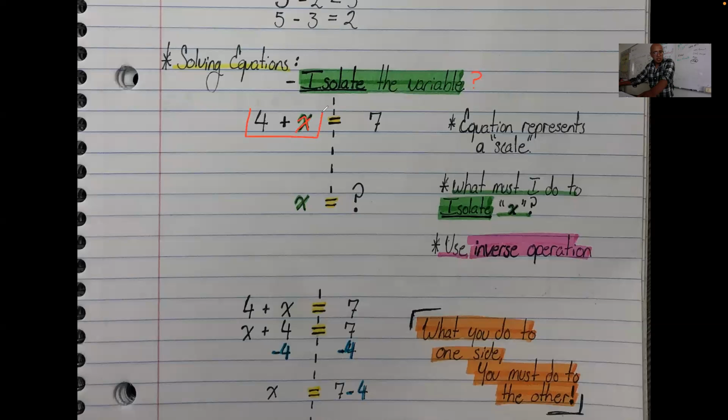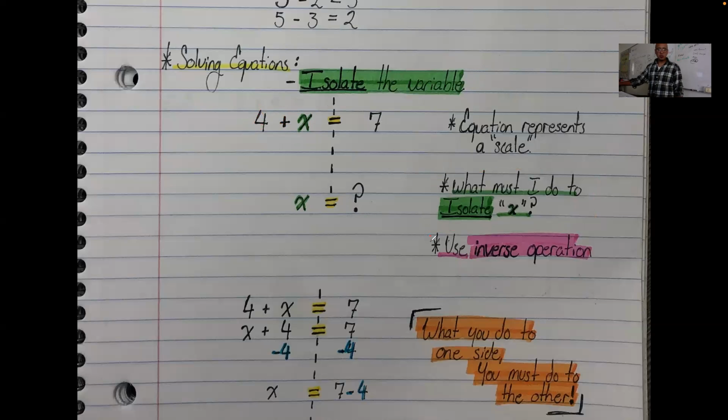Well, here on the left side, it clearly is not isolated at the moment. Why is it not isolated? Because we have an addition and we have a 4. It is not isolated. It is not by itself because we're adding 4 to the variable. All right, so how can we isolate the variable? What must we do to isolate the x?